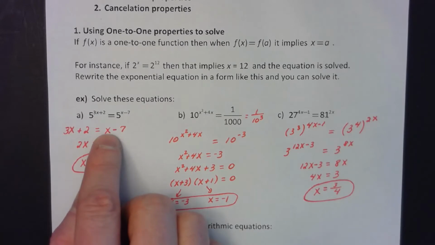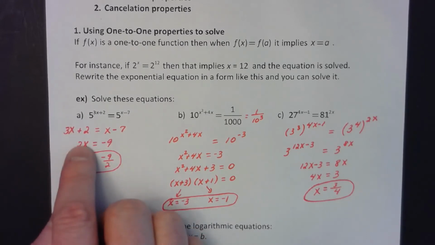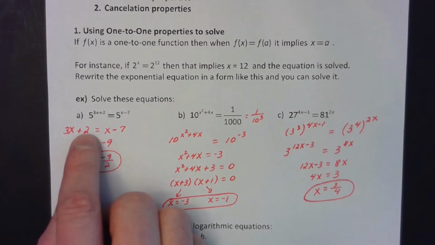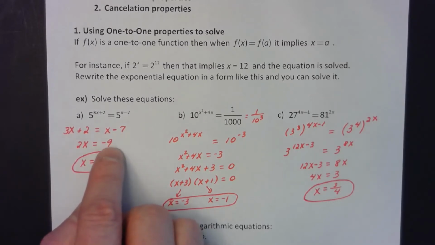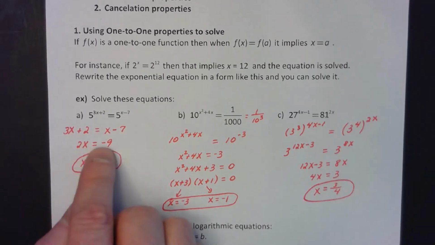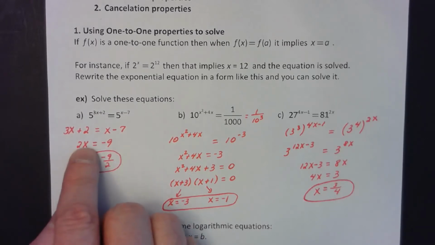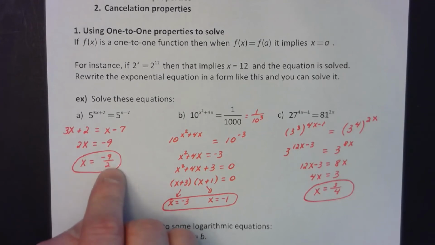So then what I did is I got my x's on the same side, subtract x on each side to get 2x on the left. Get the constants on the same side, so subtract 2 on each side. Negative 7 minus 2 is negative 9. So we know 2x has to equal negative 9, thus x is going to equal negative 9 over 2.